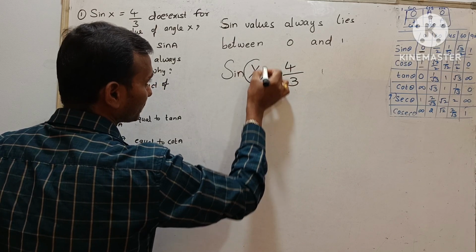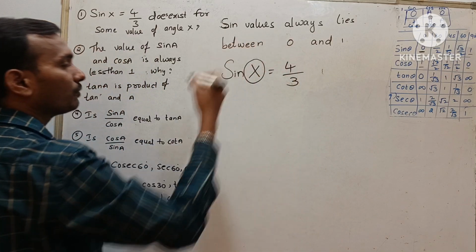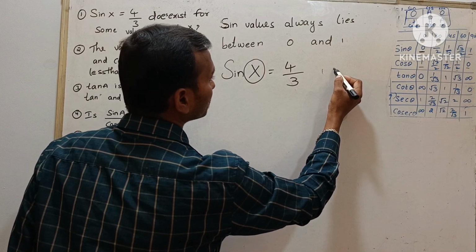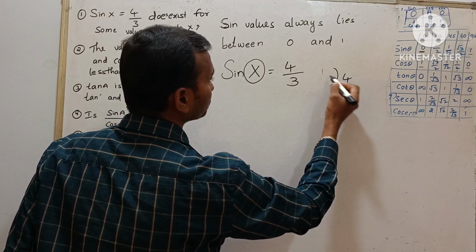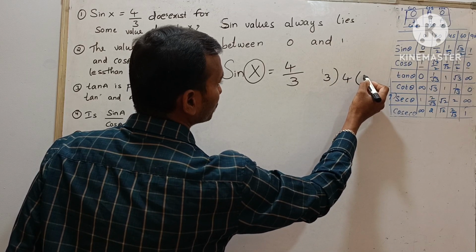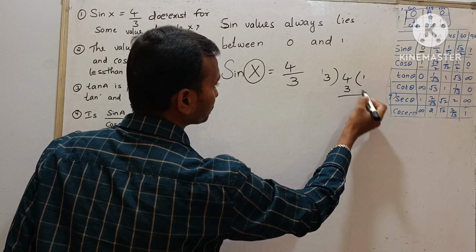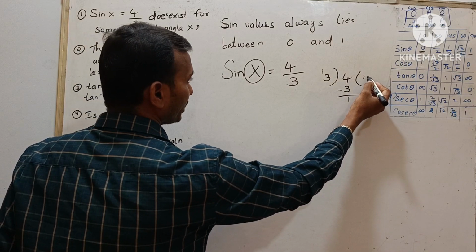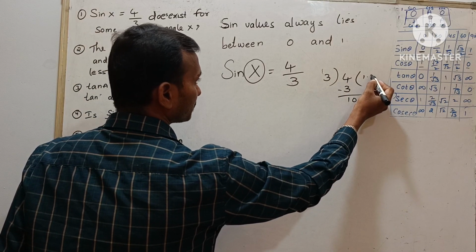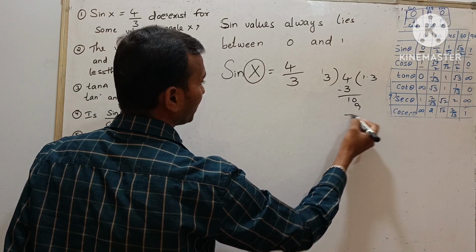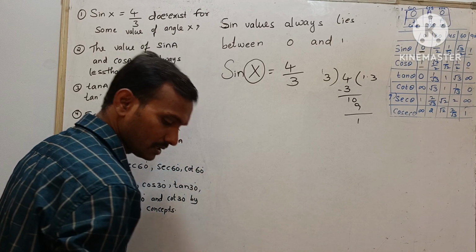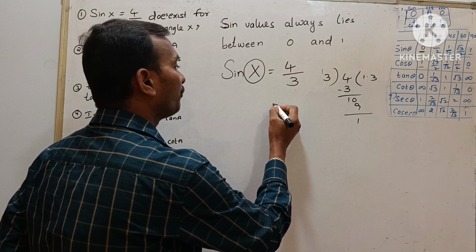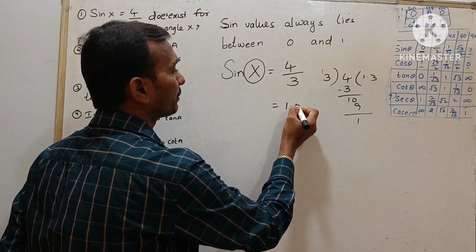So what value of x will give you 4 by 3? First divide 4 by 3. 3 ones are 3. 4 minus 3 will be 1. Put a decimal point and 0 here. 3 threes are 9. 10 minus 9 will be 1. 10 minus 9 will be 1. So the value of 4 by 3 is approximately 1.3.